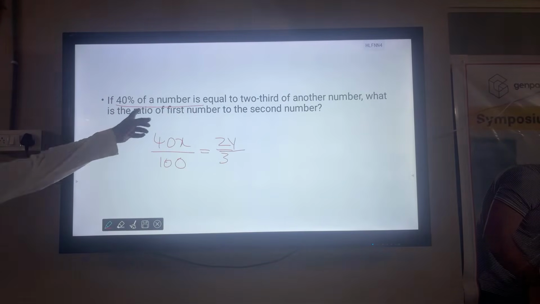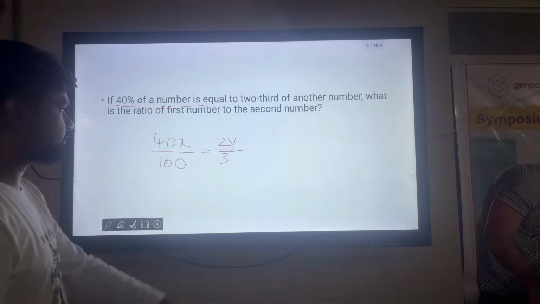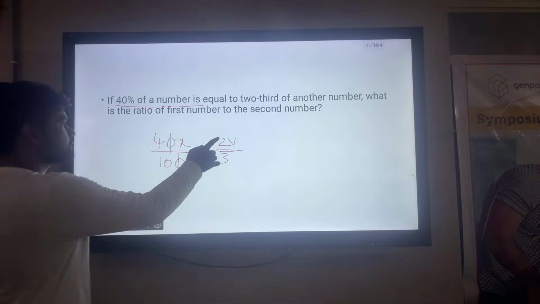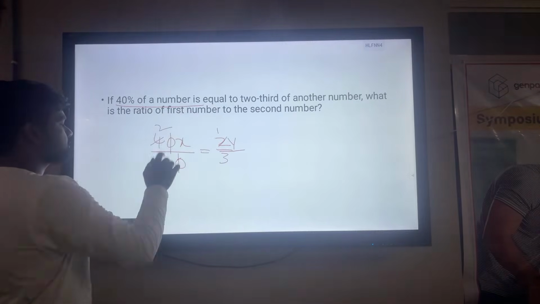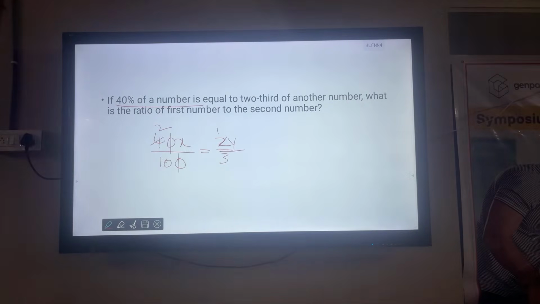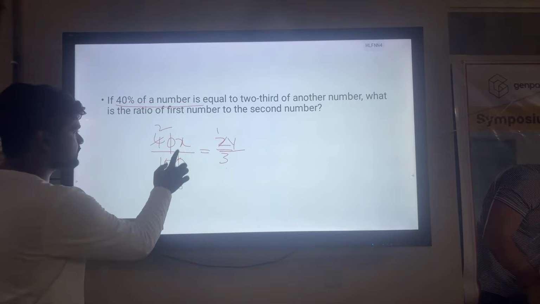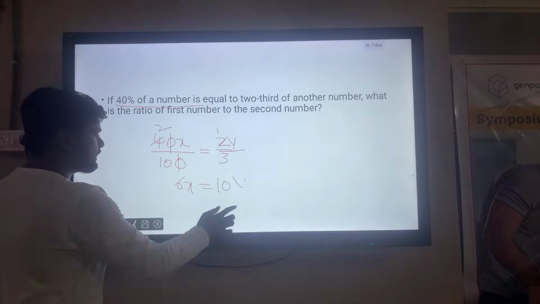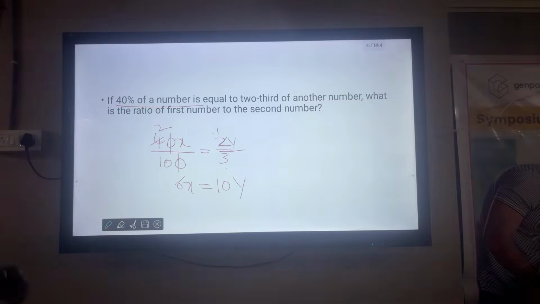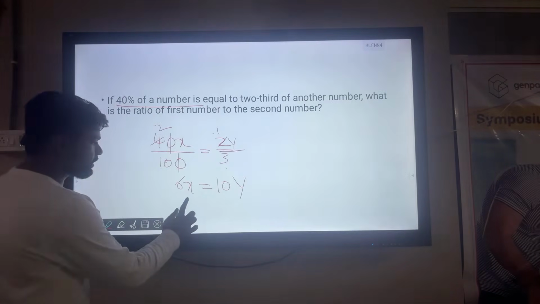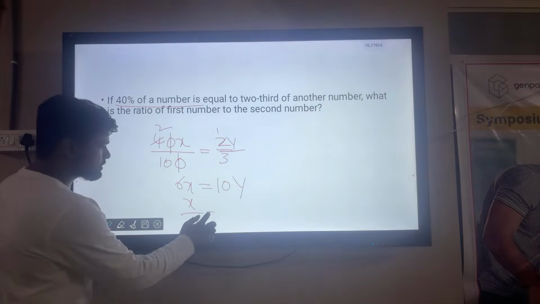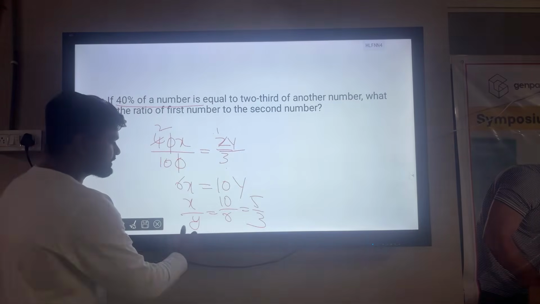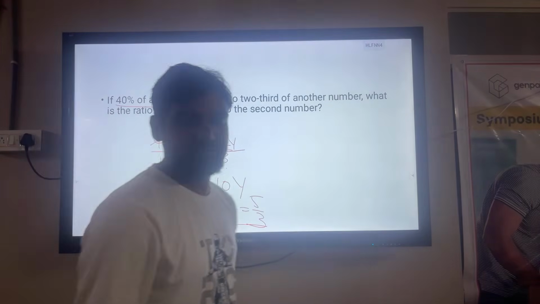What is the ratio of the first number, nothing but x, to the second number, nothing but y? Okay? Zeros cancel, 2 ones are 2. Try to cross multiply: 3 2s are 6, 6x is equal to 1 y into 10, nothing but 10y. If you bring this to the other side, x by y is equal to 10 by 6. 10 by 6 is nothing but 5 by 3. What is the x to y ratio? 5 is to 3.